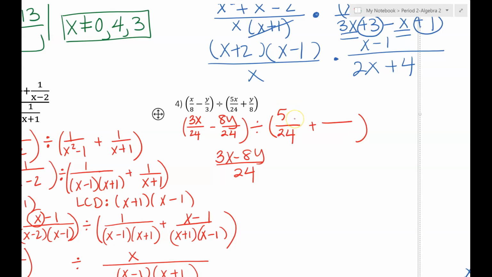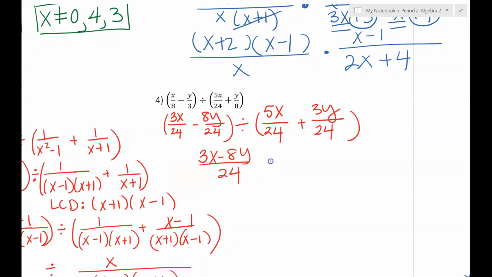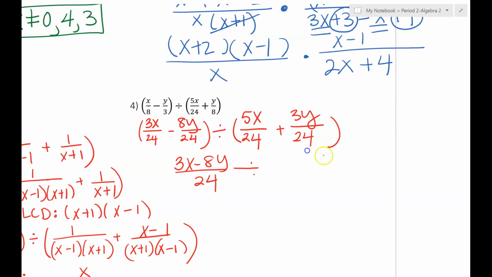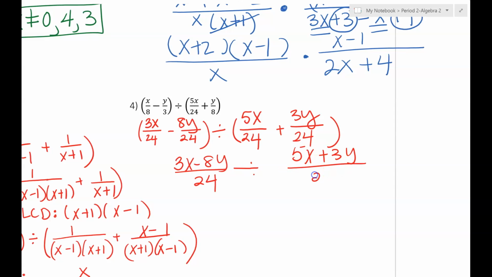I'm just going to copy 5x over. But the second fraction? Okay, then we will divide it by 3. Okay, 5x plus 3y over 24. 5x plus 3y all over 24. Can I simplify? Can I do anything? Now I need to flip before I can, yep.